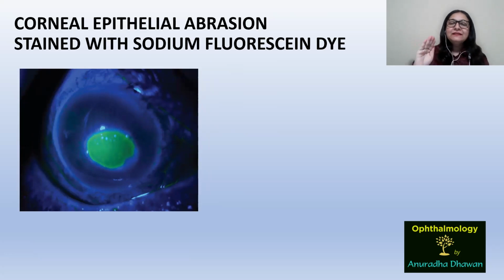Now, when the epithelial cells are denuded, abraded, that raw area will take up the sodium fluorescein dye. Sodium fluorescein dye itself is an orange dye, but when we see it under cobalt blue light, the area which has taken the dye will appear green in color, as you can see. So this is an image of corneal epithelial abrasion, which is stained with the sodium fluorescein dye. Even in a corneal ulcer, because an ulcer has an associated area of epithelial abrasion, again, it will appear green by taking the sodium fluorescein dye.